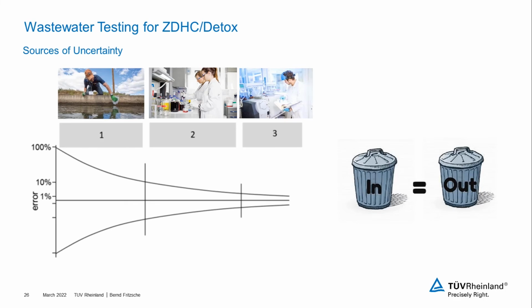When it comes to the quality of test results, it's important to understand that the first steps in the process are especially important. In our case, this is the sampling. So it seems a bit contradictory that the process which is carried out with the least sophisticated and probably the least expensive equipment is the most crucial step.